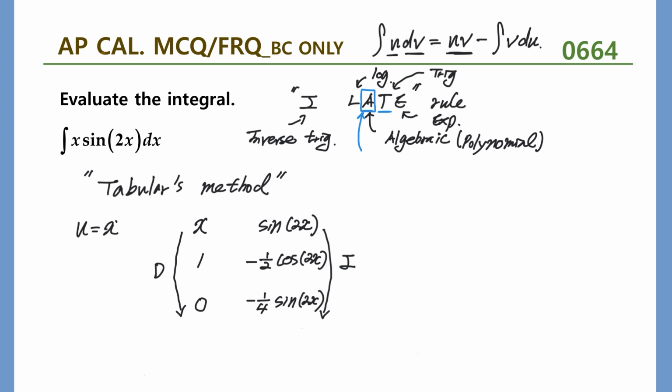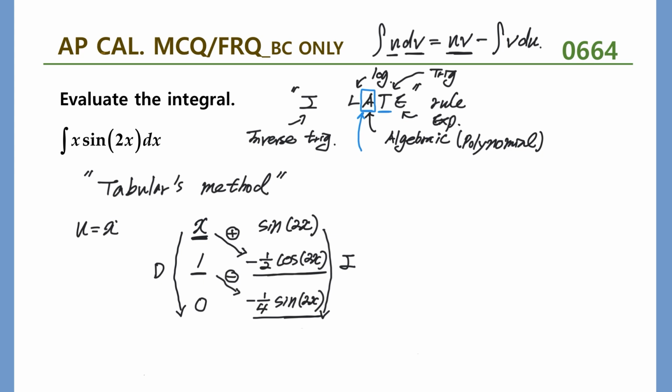Now we multiply terms: the first term in the left column with the second term in the right column. The sign starts from positive, so this is positive. Next, the second term in the left column with the third term in the right column. That's negative. The sign alternates from positive to negative.